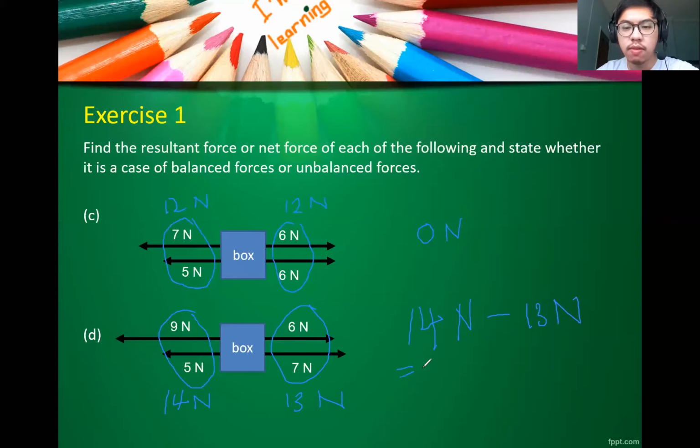That is equivalent to 1 Newton to the left. So the resultant force, or otherwise known as the net force, is 1 Newton to the left. And are these forces balanced or unbalanced? These forces are unbalanced because they produce a net force.